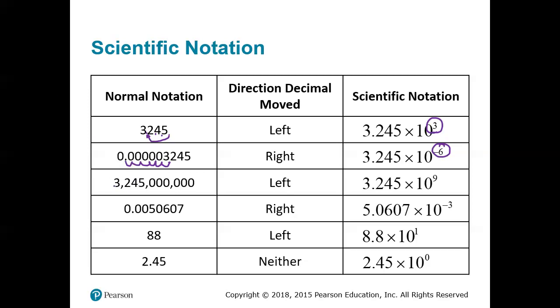Third example, I've got 3.245 billion here. So the decimal point is here at the end. I need to move it to where this first comma is. So I know it's going to be a positive exponent because we're dealing with a large number here. How big is that positive number? Well, I need to count 1, 2, 3, 4, 5, 6, 7, 8, 9. So that's how I come up with 9 as the exponent there.